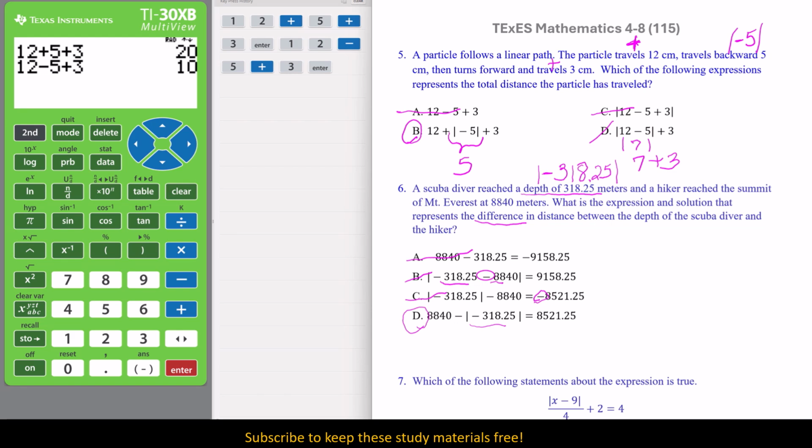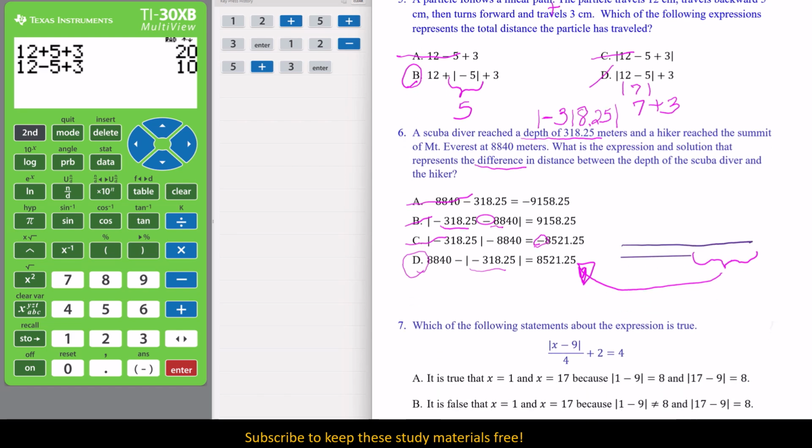Okay. All right. You have to kind of think that out. It's like this would be the distance of the hiker, this would be the distance of the diver, and this little area is what we're looking for, which represents the value that D has.